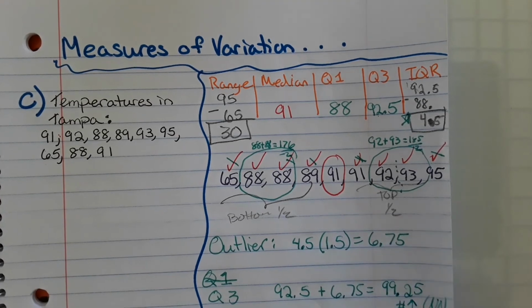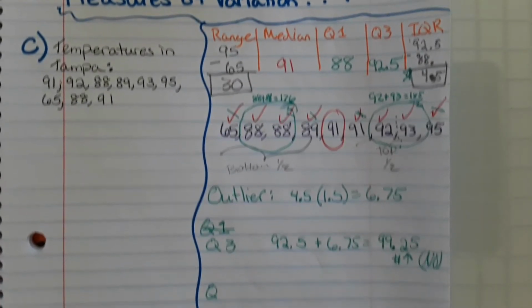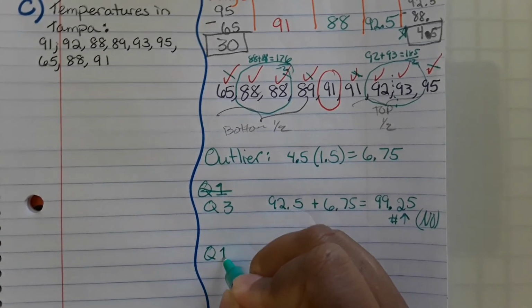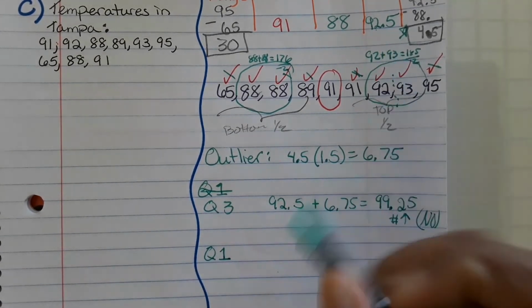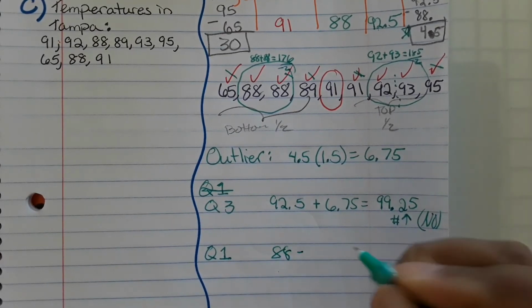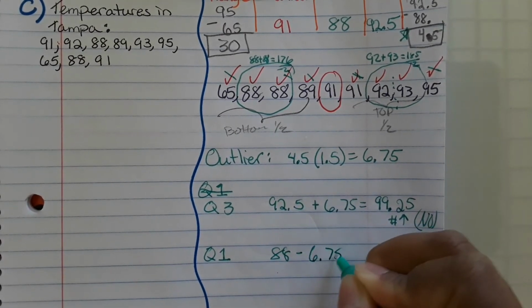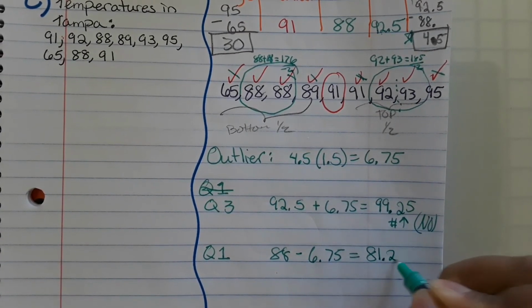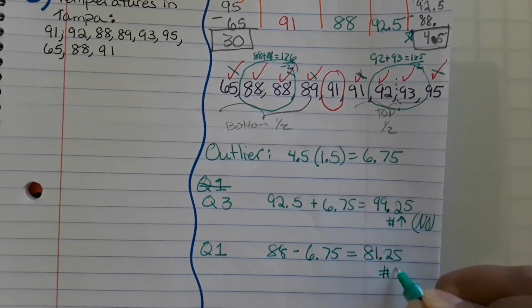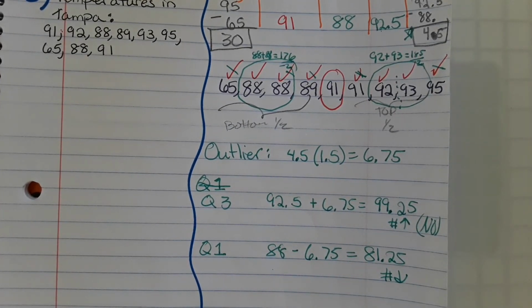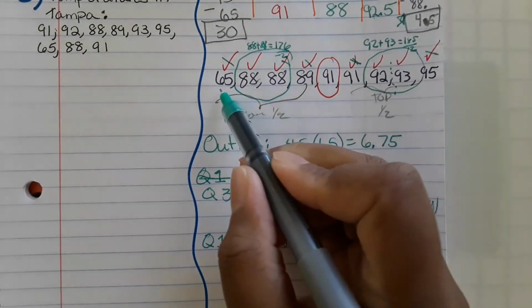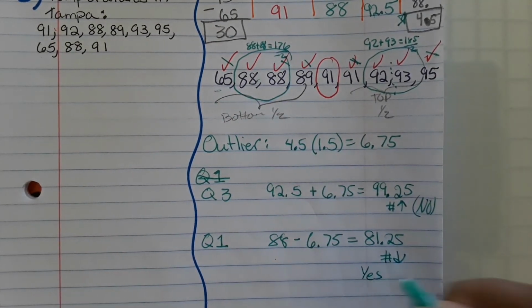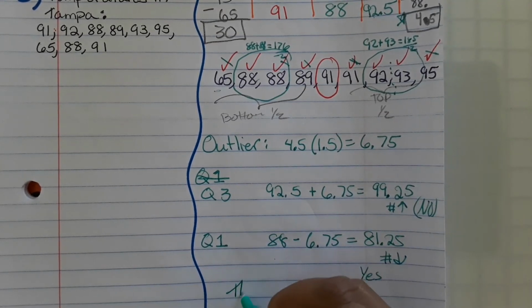So no outlier there. Going to quartile 1. So we have, for that is 88, and that's on the lower end, so we're going to subtract 6 and 75 hundredths. We get 81 and 25 hundredths. So this time we're going to look for a number that is less than that. Do we have any number smaller than 81 and 25 hundredths? Yes, we do. 65 here. So we do have an outlier. The outlier is 65.